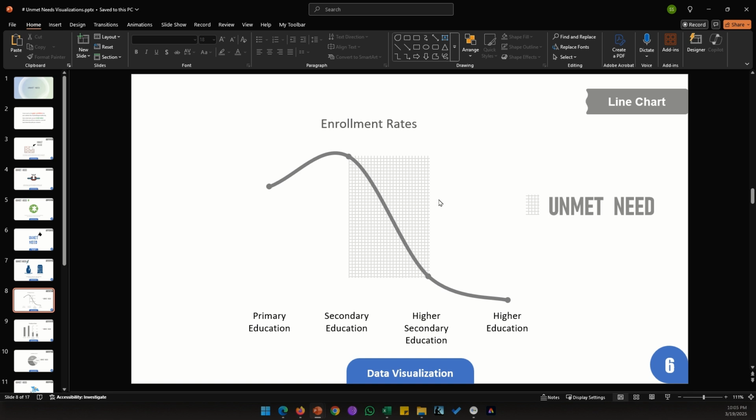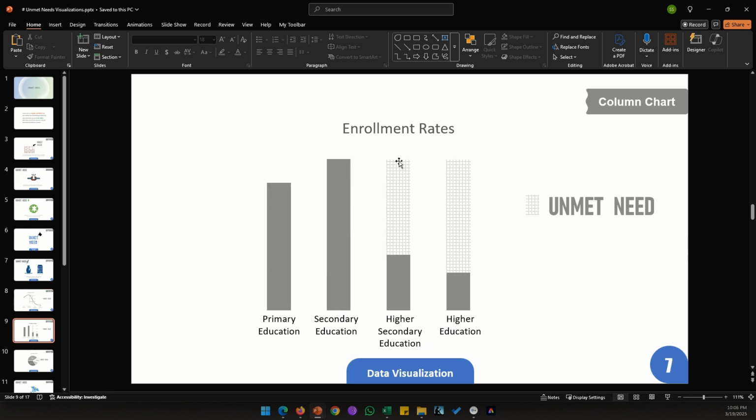The sixth one I have is a chart-based data visualization. Here we have a simple line chart. This is a dropout curve showing that enrollment rates for colleges drops significantly after secondary education. So from secondary education to higher secondary, there is this huge gap which is our unmet need that needs to be addressed by the respective institution. We could also show this in a bar chart format. Here we have these gaps shown as these checkered squares, which could act as our unmet need.